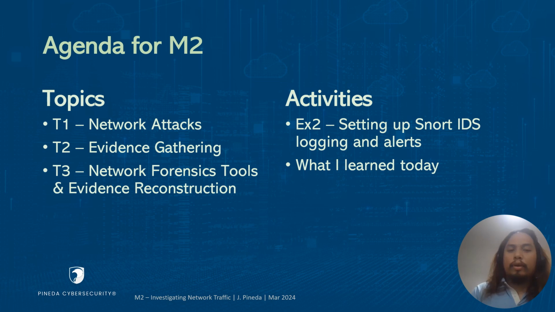All right. So for module two, there will be three core topics. The first one would be network attacks. The second would be evidence gathering. And then the third would be the different network forensic tools and evidence reconstruction. So for the activities that are included in this module, we'll be setting up a start IDS and enable its logging and alerts, and then we'll test it. And of course, what you learned today.